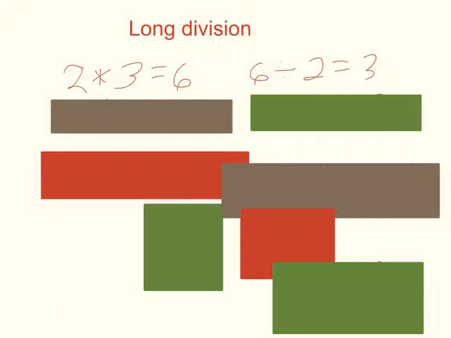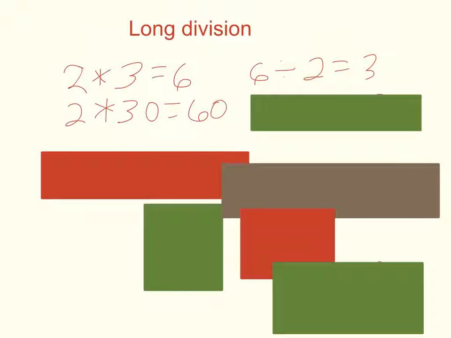Okay, so I'm going to see if I can explain long division so you can understand it. Everybody should have mastered their math facts. You know that 2 times 3 equals 6, and 6 divided by 2 equals 3. So what you need to understand is that you can continue that pattern on.